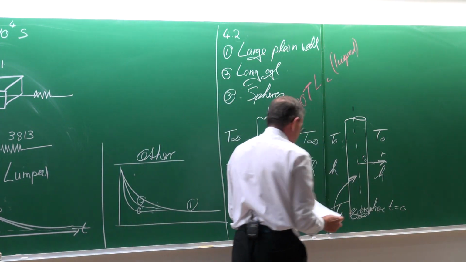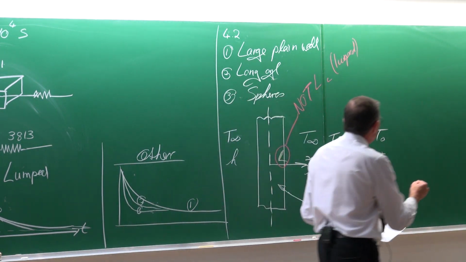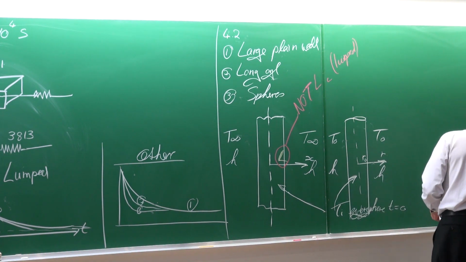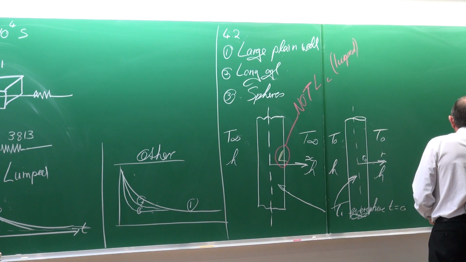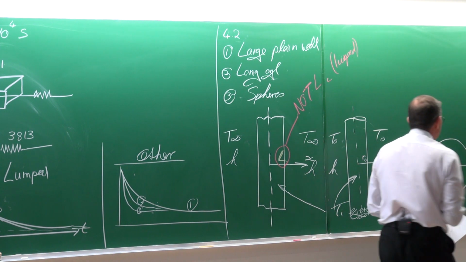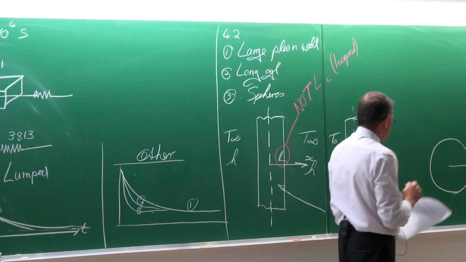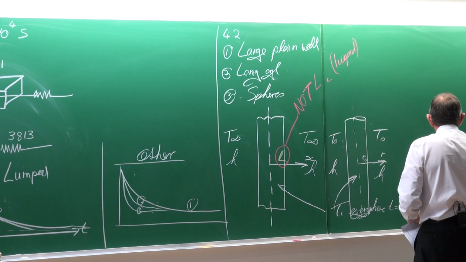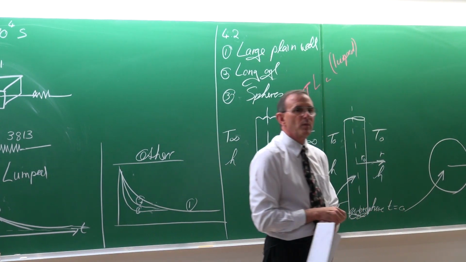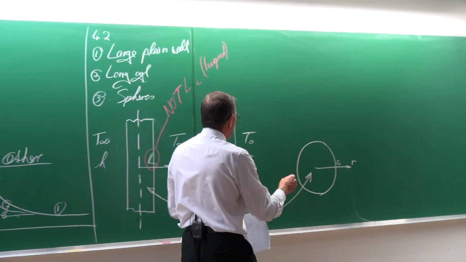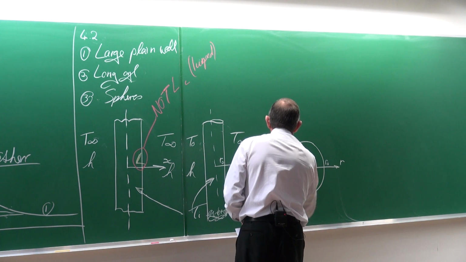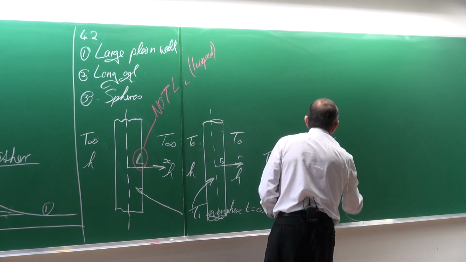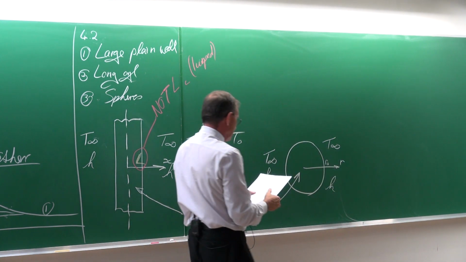at t equals 0. And then the third type is the sphere. The sphere, again, that radius is equal to R0. And again, the temperature everywhere is uniform at a temperature Ti. And on the outside, we've got the environment temperature and the heat transfer coefficient, all uniformly spread around the sphere.